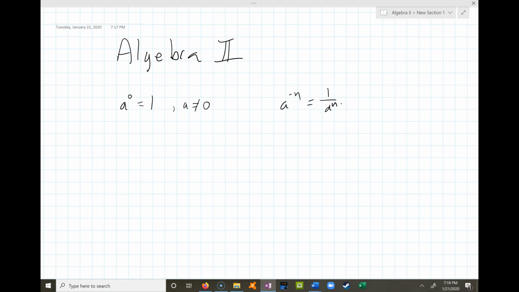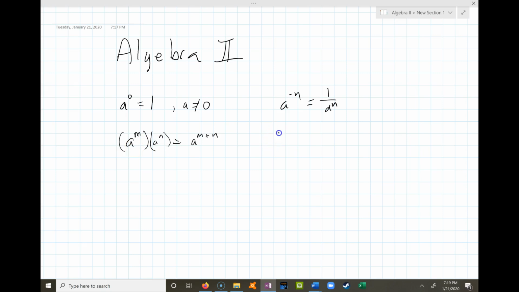Likewise, there's some basic properties. For example, you know that when you do a to the m times a to the n, a shortcut is that you could just add the exponents, a to the m plus n. And that's true because, remember, the exponents are just counting the number of times we're multiplying by the base, in this case a. So if this says I'm multiplying by a m times, this says I'm multiplying by a n times, so that means the total amount of times I'm multiplying by a would be m plus n. This, of course, only works if the bases are the same.